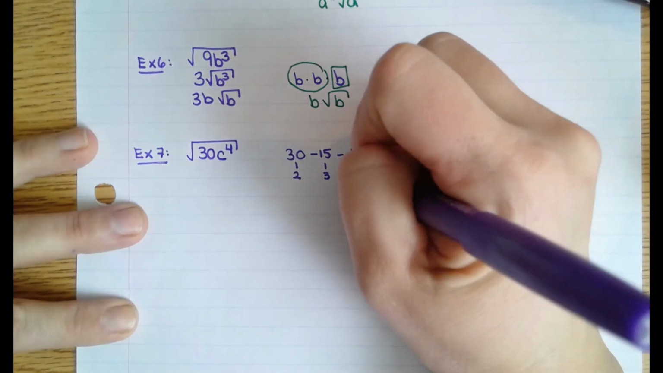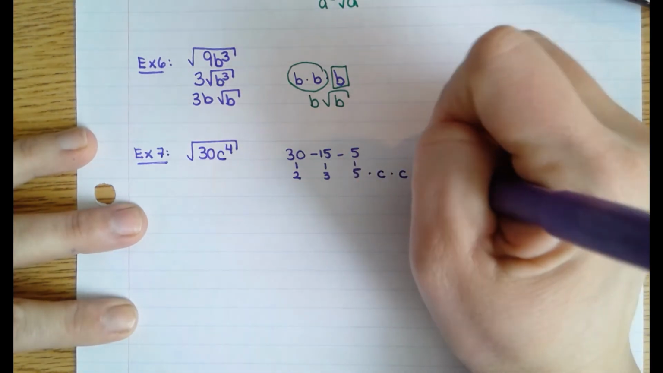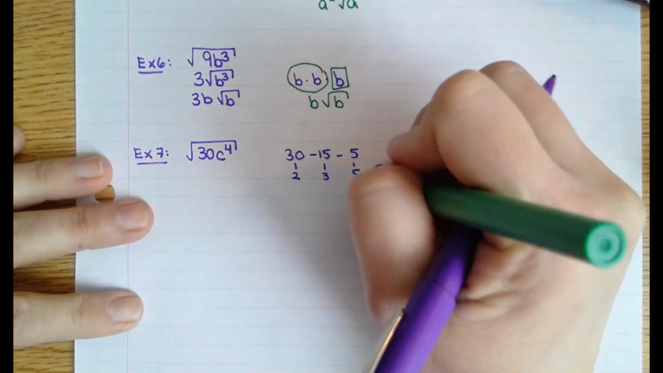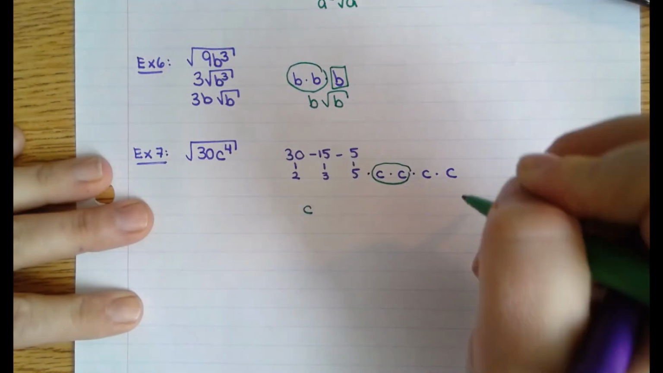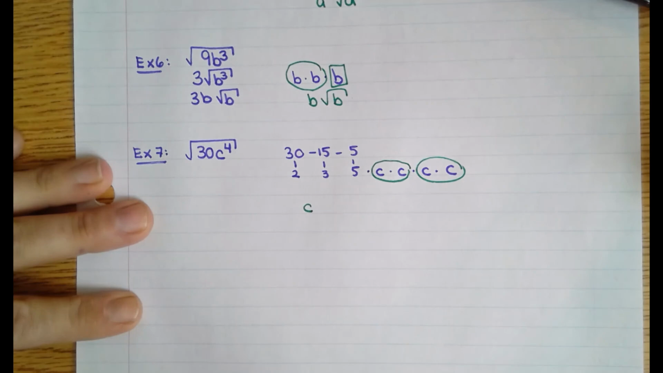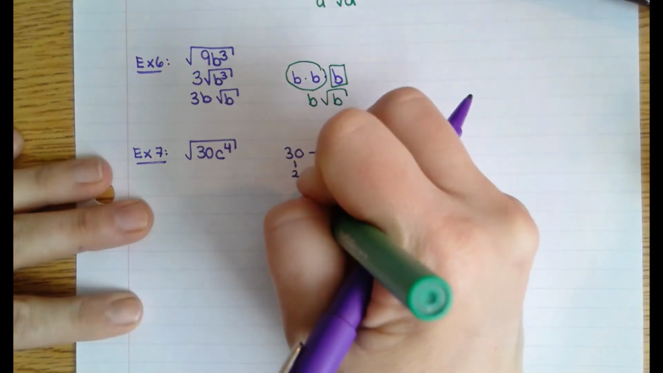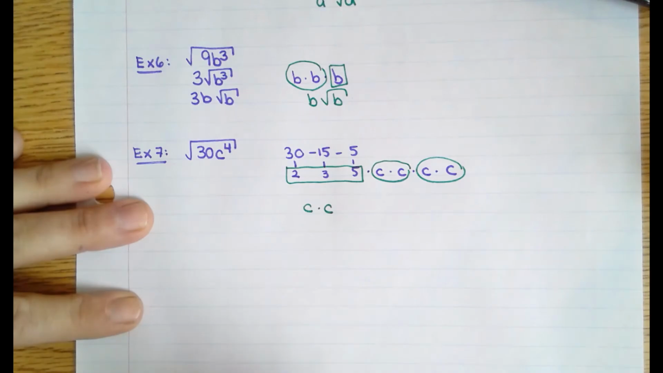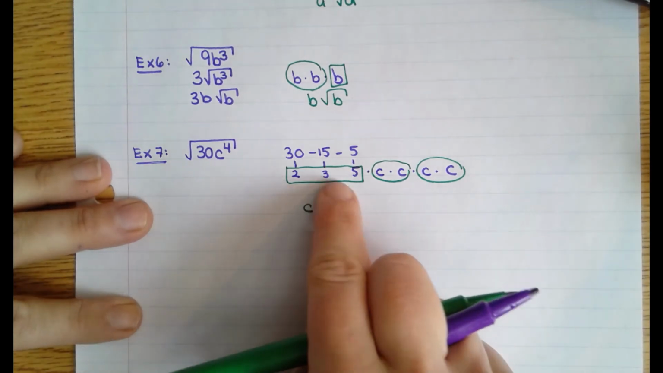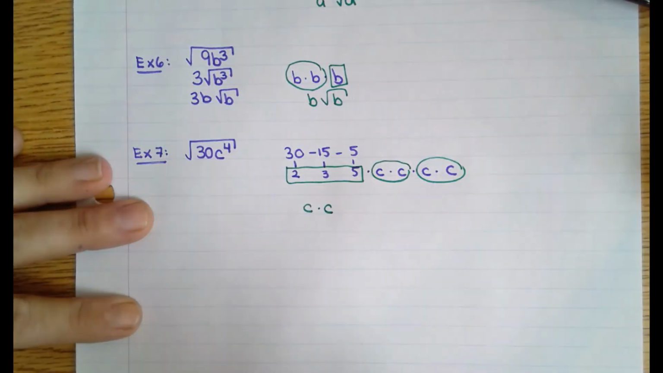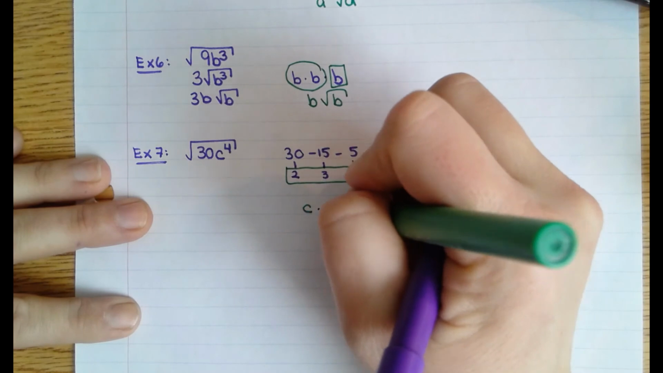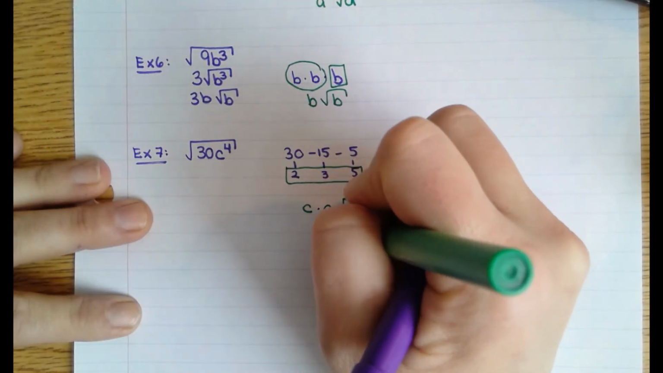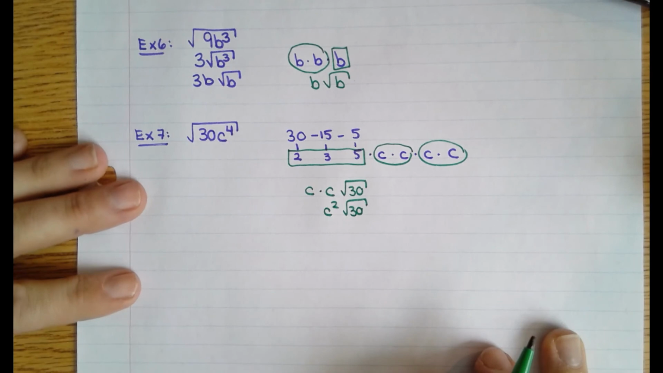Okay, I'm also going to write out times c, times c, times c, times c. Now I start to see some pairs. One of them comes out. Another set comes out. No pairs over here, so these all stay inside. 2 times 3 times 5, which is the square root of 30. Simplifying it, c squared root 30. And we are done with that one.